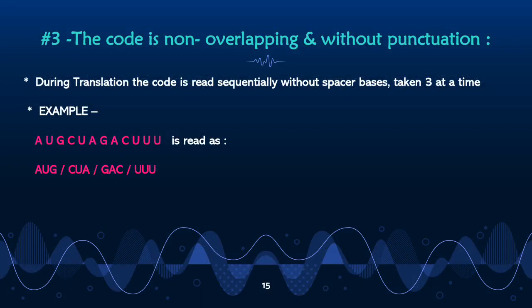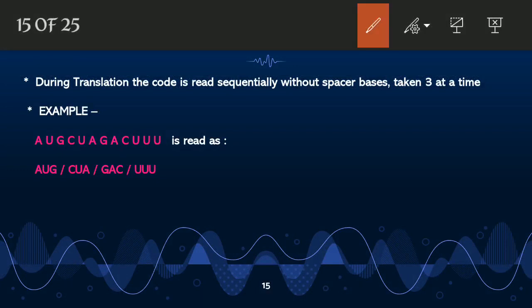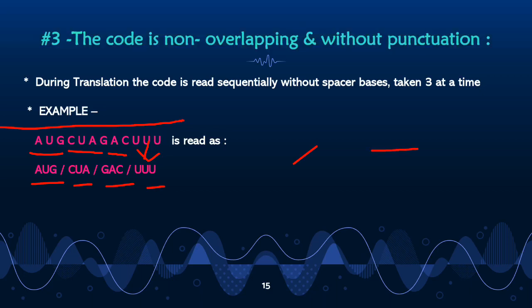The next property is that the code is non-overlapping. So during translation, the code is read sequentially without spacer bases, taken three at a time. Now, for example, let us consider this sequence. In this sequence, this is read as AUG, this is read as CUA, this is read as GAC, and this is read as UUU. We see that there are no commas or no spaces between them. That is, the code is non-overlapping and without punctuation.